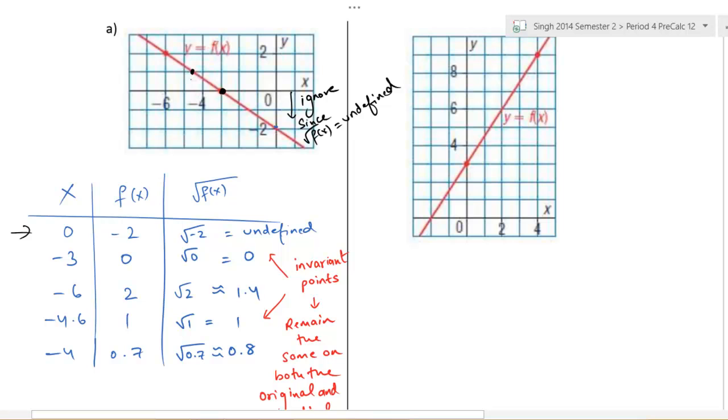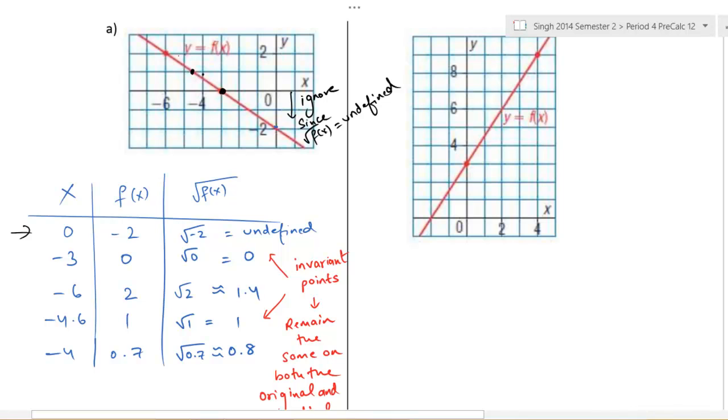I need to fill in the gaps. So the gaps I fill in, I picked a point between the two of them, which was -4. On f of x is 0.7. On the new function, square root of f of x is actually 0.8. It's going to be just above that. So roughly over here. That's going to be the new point.